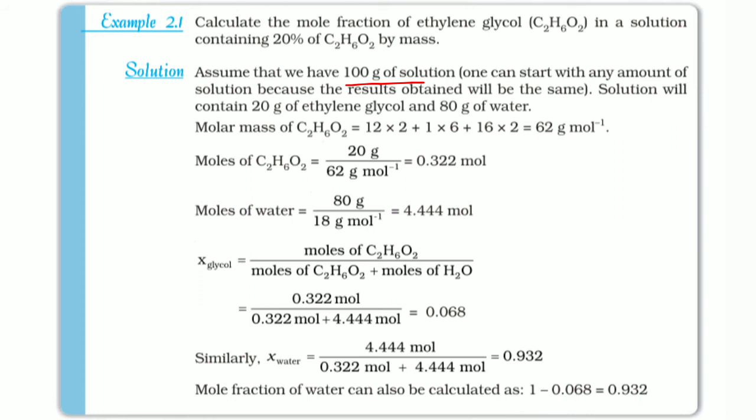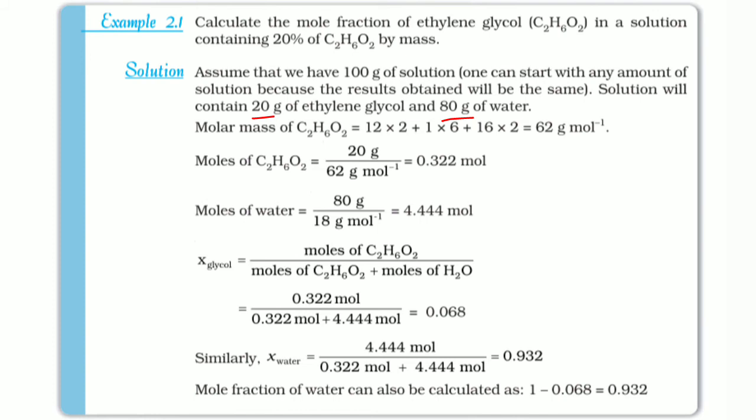Okay, so here the mass of the solution will be 100 gram. Because 20% of ethylene glycol is present, the other 80 gram will be what? 80 gram will be your water. So we now have the mass of ethylene glycol, which is 20 gram, and the mass of water, which is 80 gram, in 100 gram of solution.